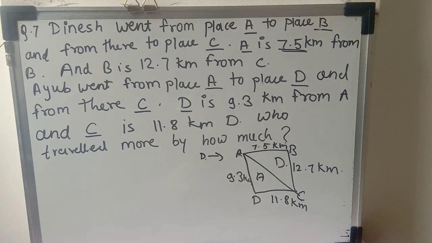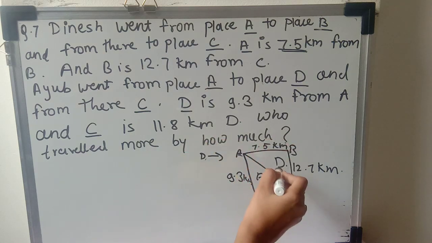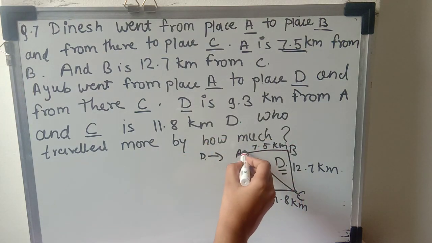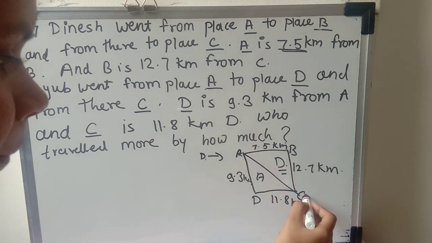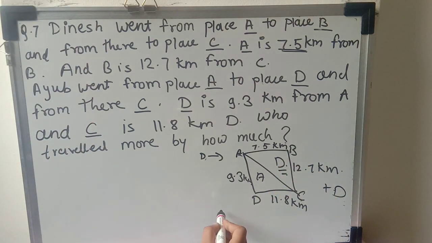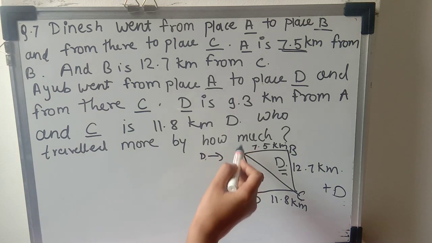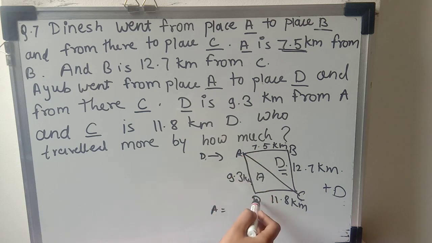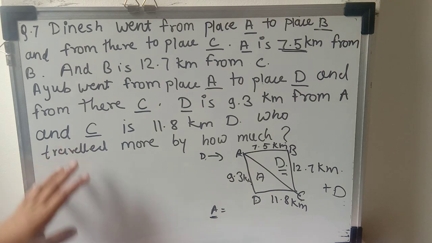Okay, so what we have to do is find out the distance covered by Dinesh. It means we have to add AB with BC, then we'll get the total distance of Dinesh. Again, to find the total distance of Ayub, we have to add the distance from A to D and D to C, then we'll get the total distance of Ayub.